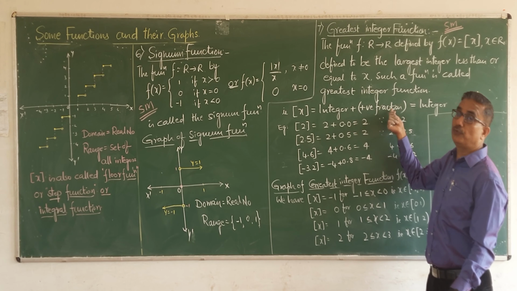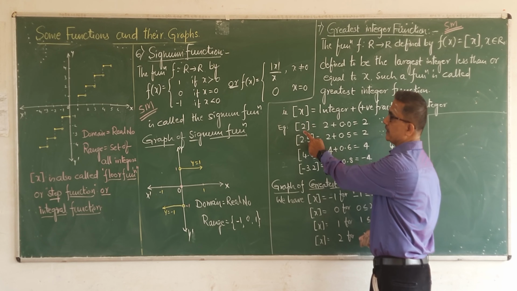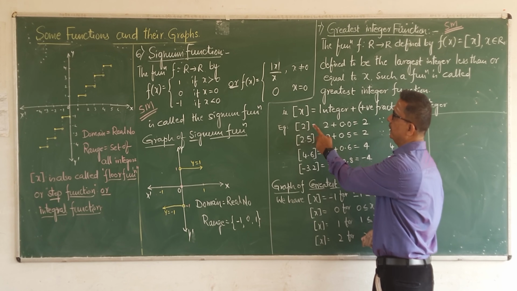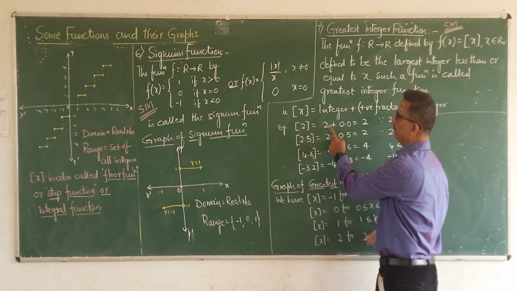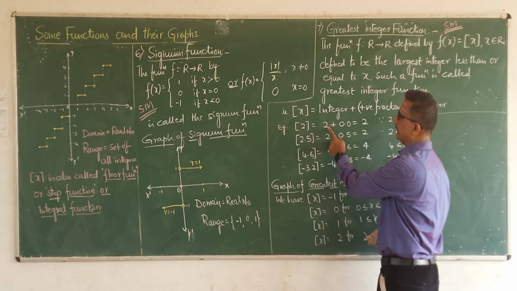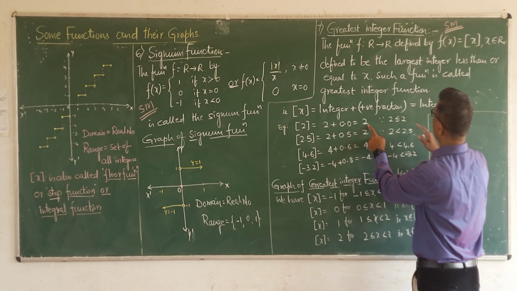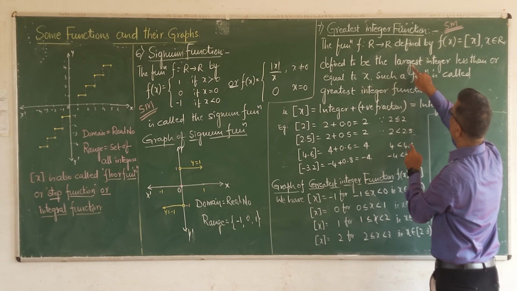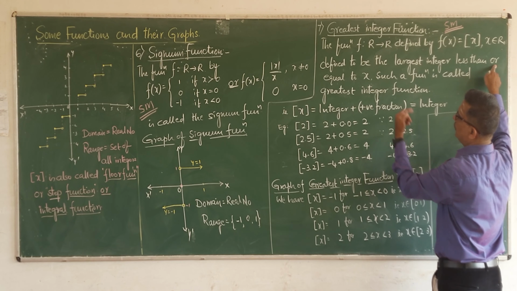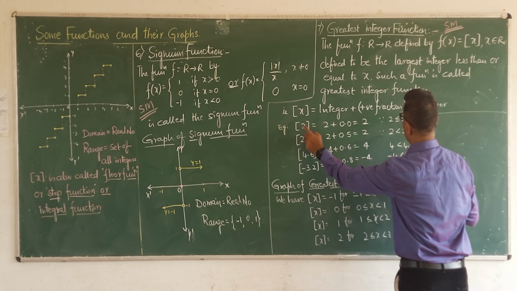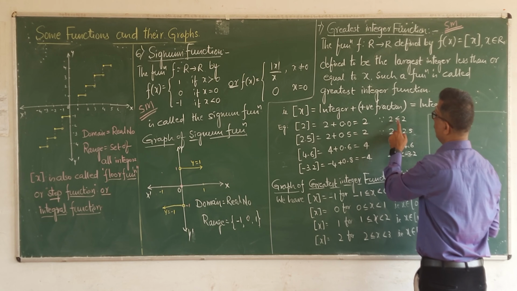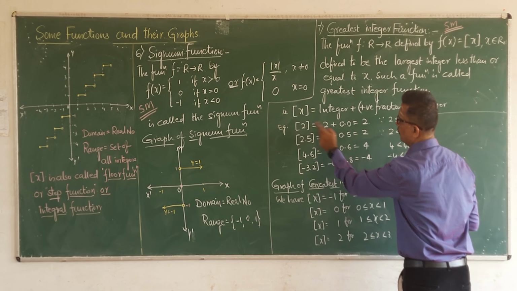For example, square bracket 2 means greatest integer function of 2. How to write it? Split it: 2 can be written as 2 plus 0.0, an integer plus a positive fraction 0.0, which is equal to the integer 2. Clearly, 2 is an integer less than or equal to x. What is the x value? The x value is 2. Clearly, the answer is 2. 2 is less than or equal to 2.